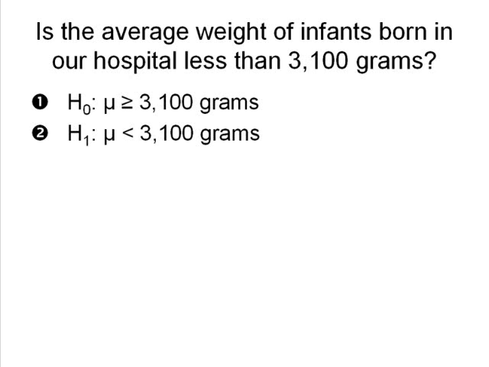For step 1, I do the H0, the null hypothesis. In this case, it's got to cover all the bases, every possibility other than what I've already covered in step 2. So if our mean is not less than 3,100 grams, then it must be either greater than 3,100 grams or it must be equal to 3,100 grams. So our null hypothesis states every possibility except for those covered by our step 2, which is our alternative or our research hypothesis.